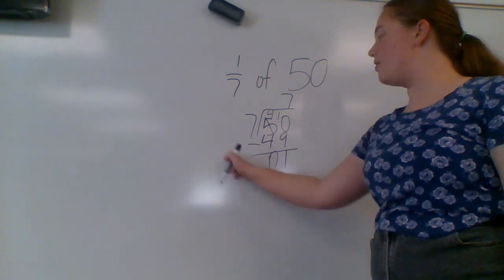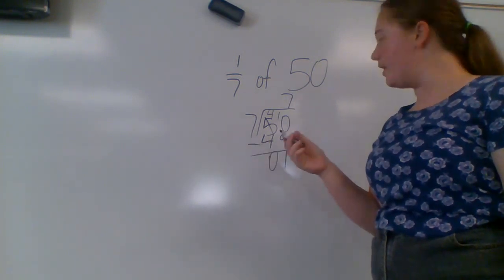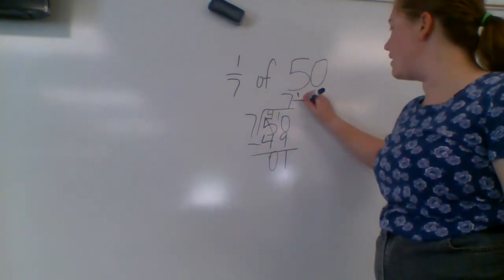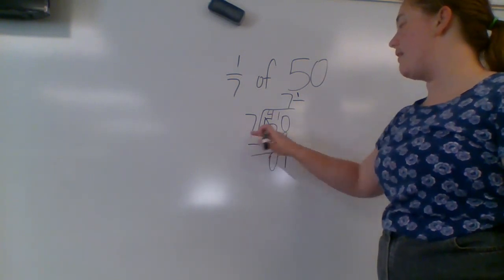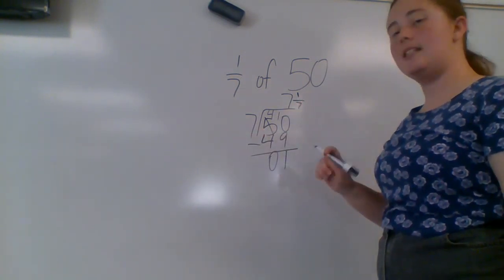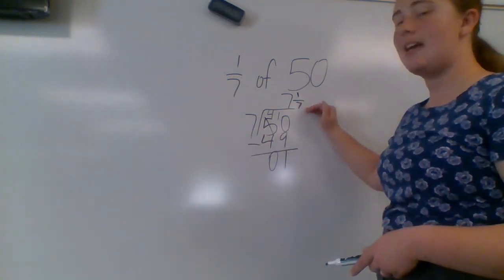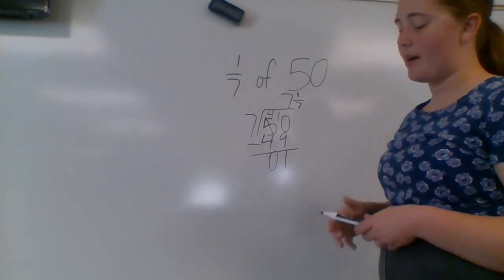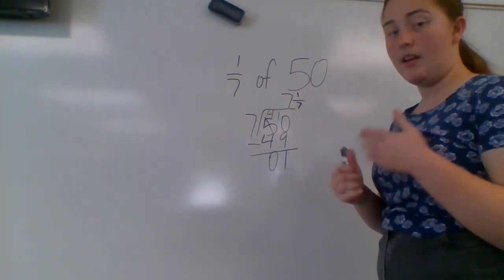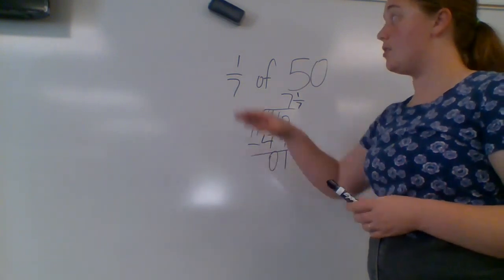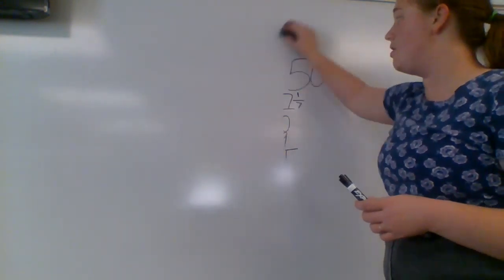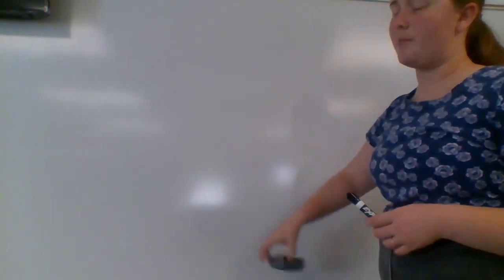And is 1 smaller than 7? Right, it is. 1's going to go up here as my remainder. 7 is going to be my bottom number, my denominator. So I have 7 and 1/7 as my answer. Okay, that's all of number 1. So number 1 is all finished. Let's look at those story problems at the bottom of the page.